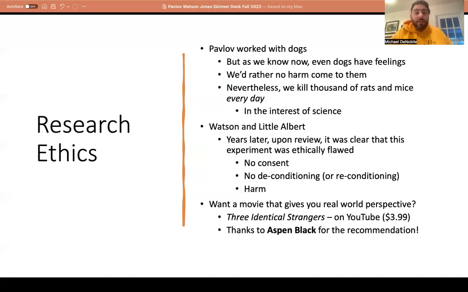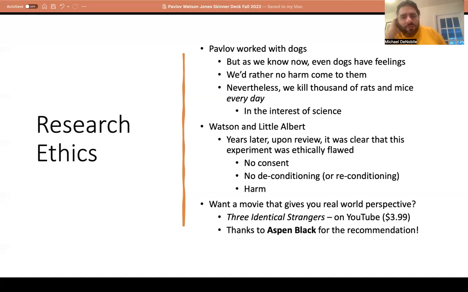Let's spend a moment on research ethics. Pavlov worked with dogs. As we know now, dogs have feelings. We'd rather do no harm. We'd rather that no harm come to them. Animal research is just as controversial as human research. I mean, we kill thousands of rats and mice every day in the interest of science. I participated in mouse research when I was in high school, so I know the whole process of how animals are treated in labs. Very controversial.